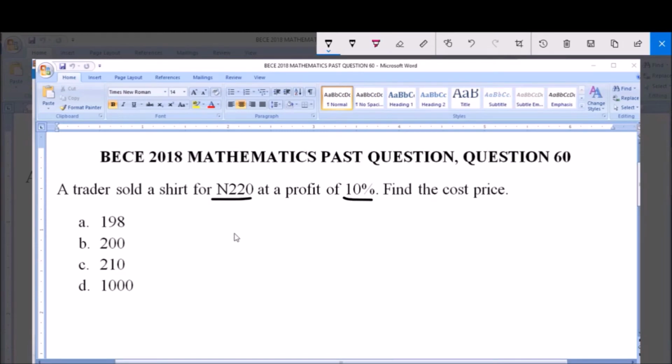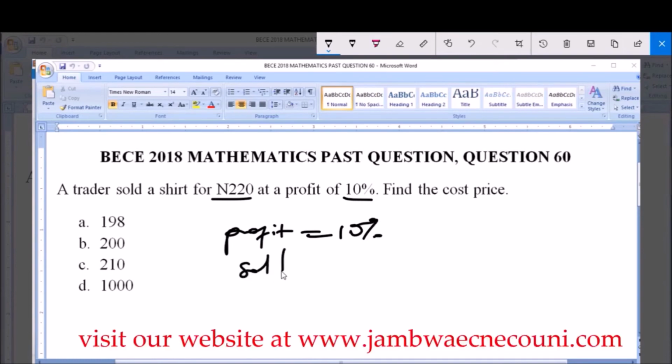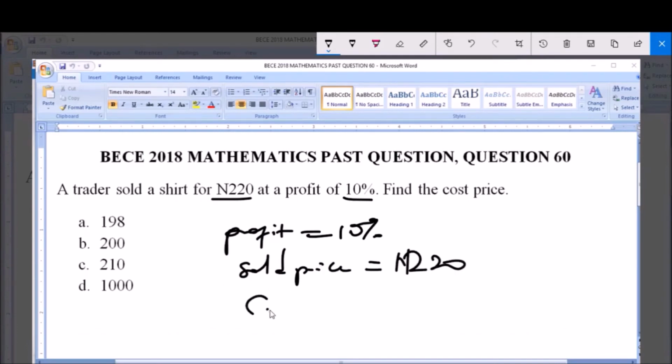So the profit in percentage is equal to 10%. Sold price is equal to 220 naira. Now we are asked to find the cost price, that is the original price of this shirt. Now for us to find the original price of this shirt, we'll find the percentage of this profit in this sold price and subtract it from this sold price.